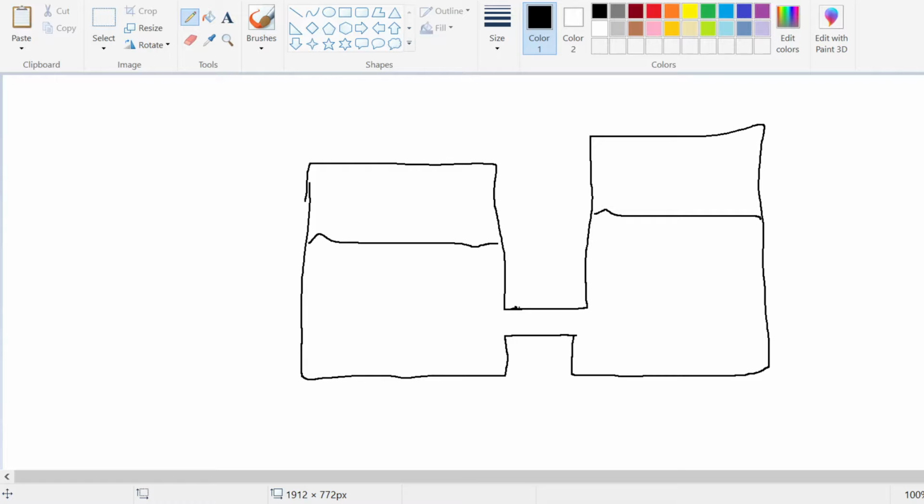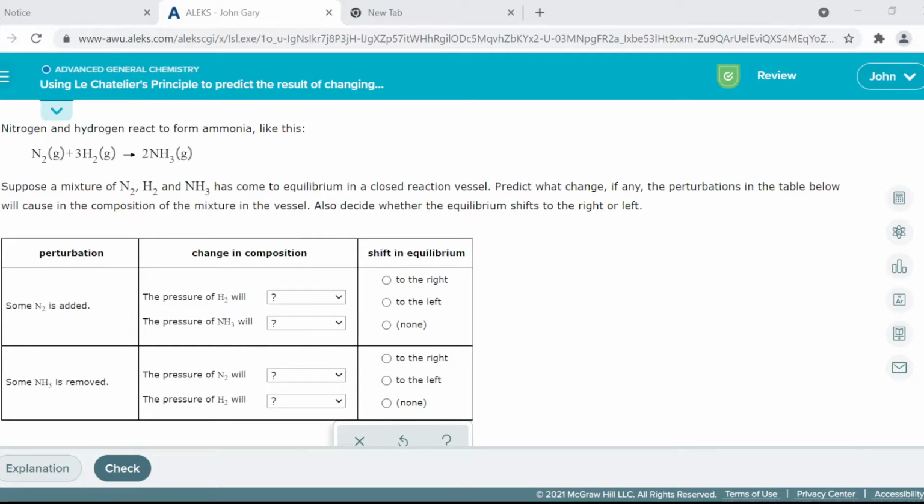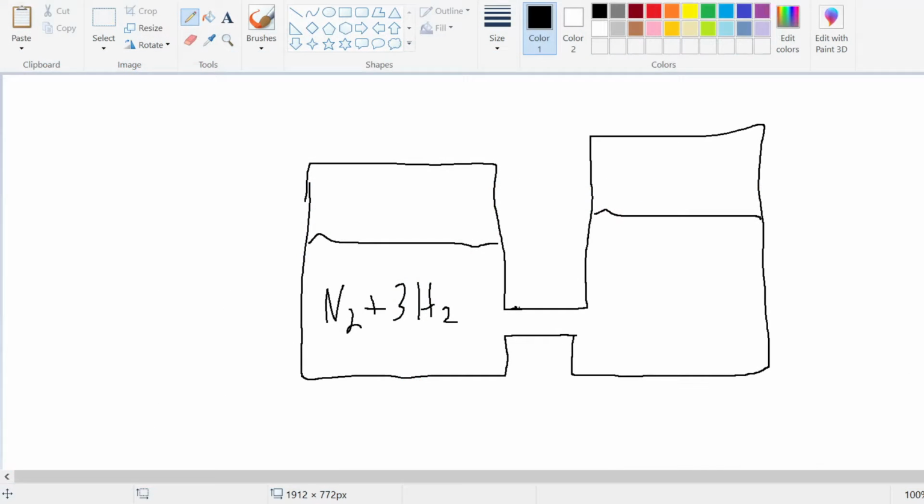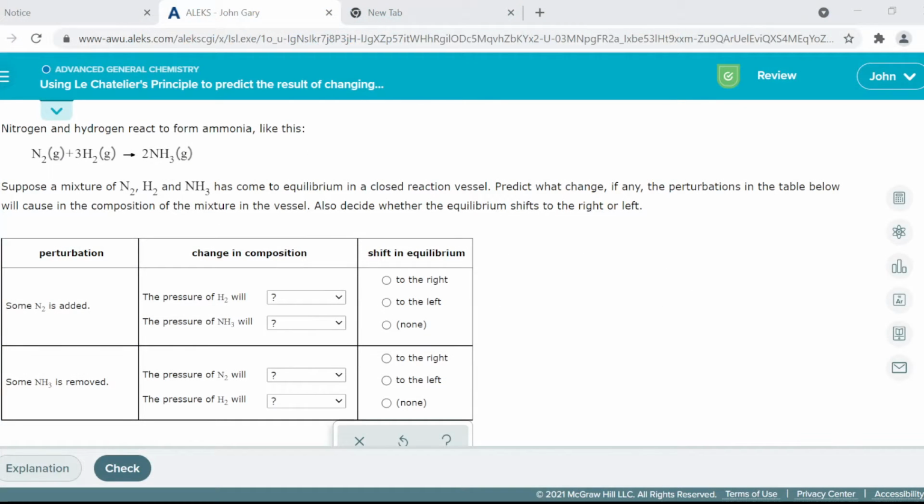Okay, so like I said, I try to think about it like these little tubs. Let me put in N2 and 3H2. These are from that problem. N2, 3H2 on this side. Then on the other side, I'm going to put NH3. Alright, so now I have my little tubs. I can kind of go through the problem and see what would happen to the water level, right?